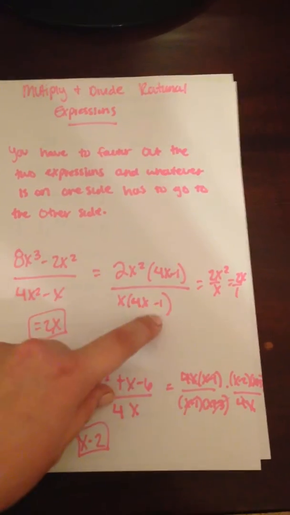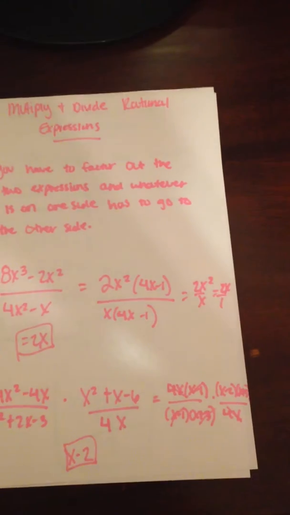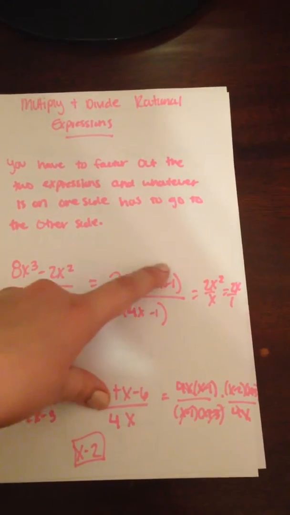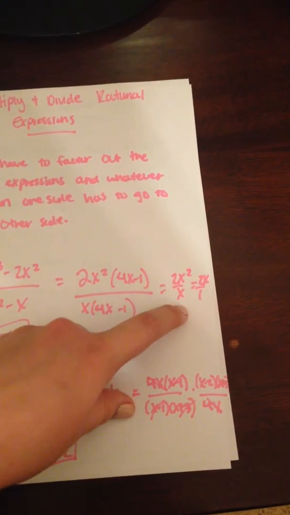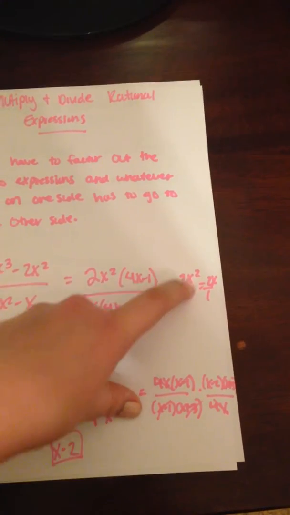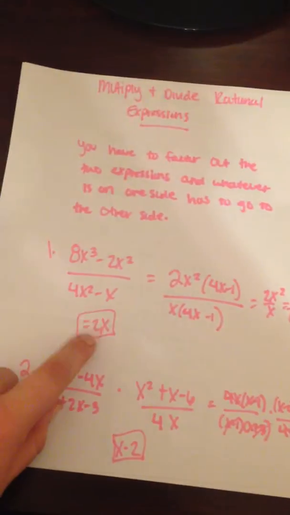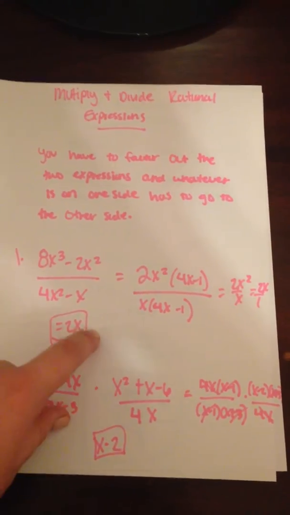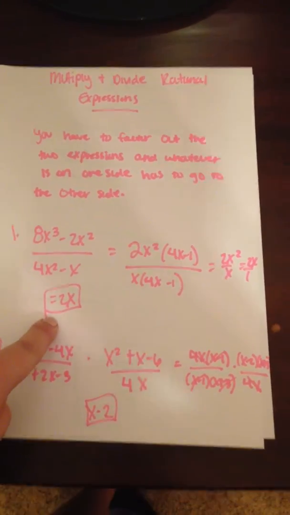And see, both top and bottom have 4x minus 1, so you need to cross them out. And that equals 2x squared divided by x. Since you already have an x squared on top and you have x on the bottom, you can take one x away, and that equals 2x divided by 1, which just equals 2x. Remember, anything divided by 1 is the same as it is on top. So for this problem, you get 2x.